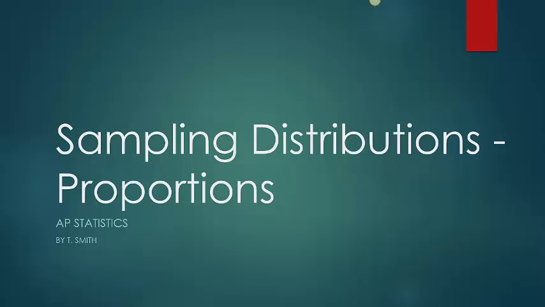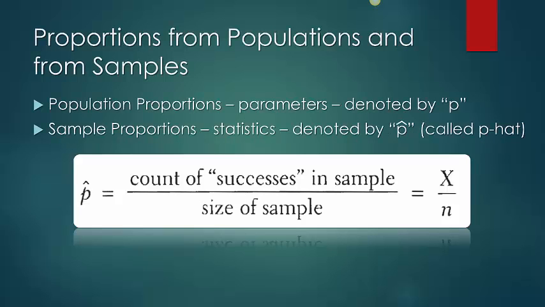This presentation is on sampling distributions, but this time it's on proportions. So we're looking at populations, and it's going to be categorical variables, but we're turning it into proportions. The last one that we viewed was on means. Proportions from populations and from samples. We have two different things going on.